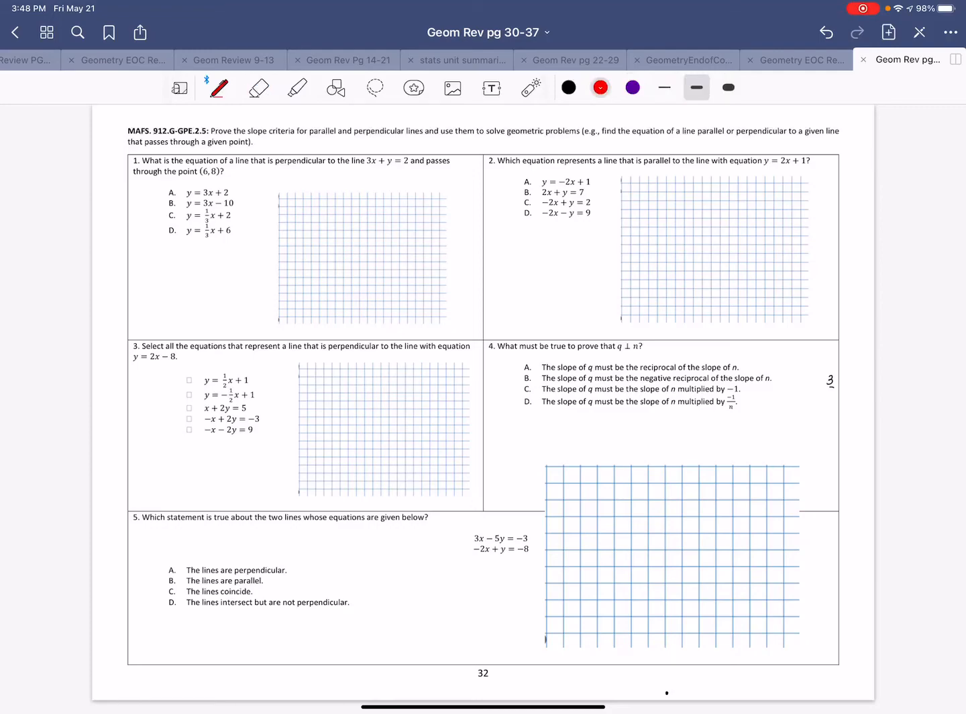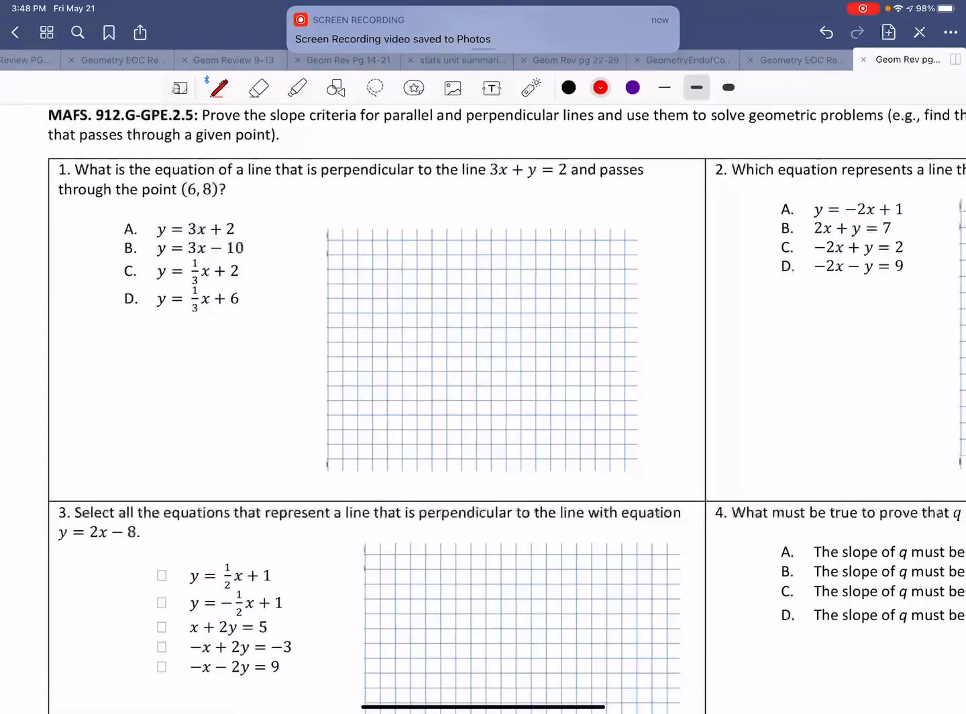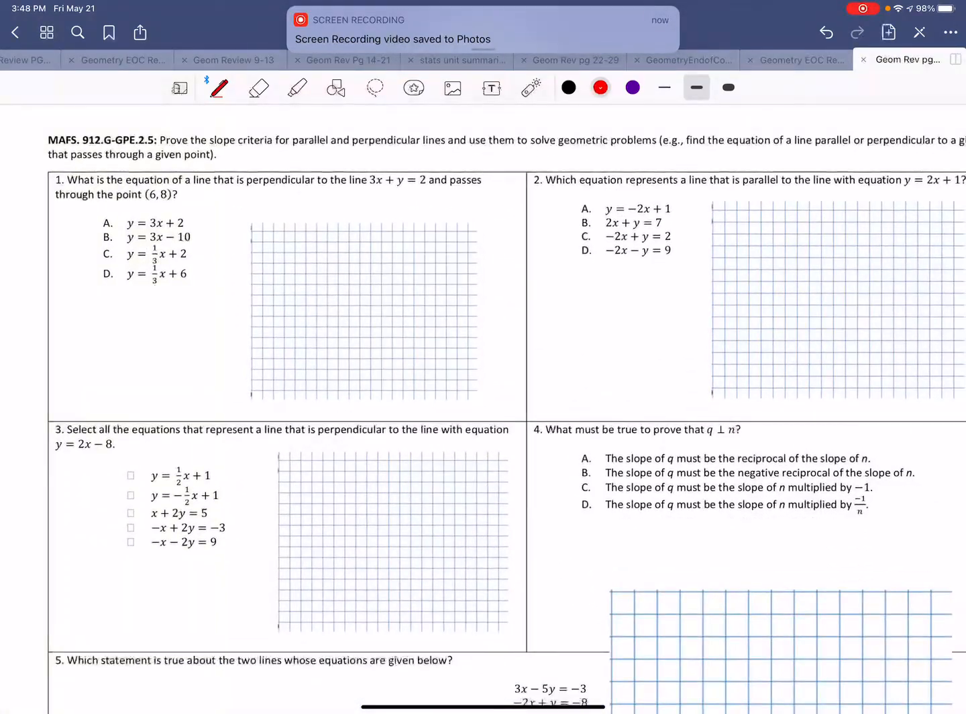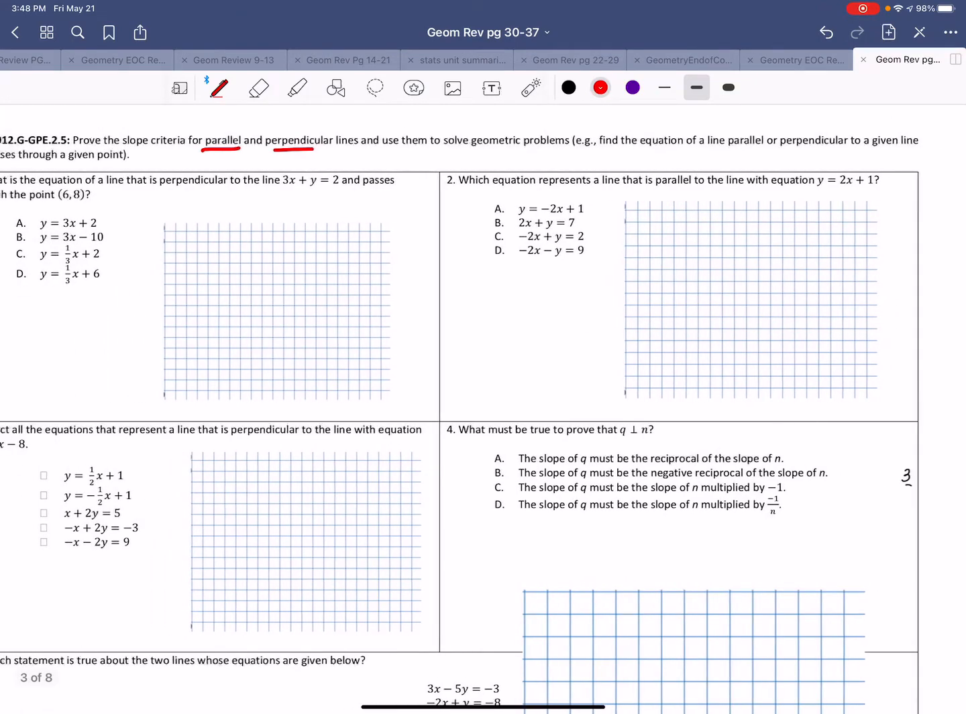Guys, in this video we're going to do 32 and 33, so let's do it. It says, prove that the slope criteria for parallel and perpendicular lines, and use them to solve for equations.